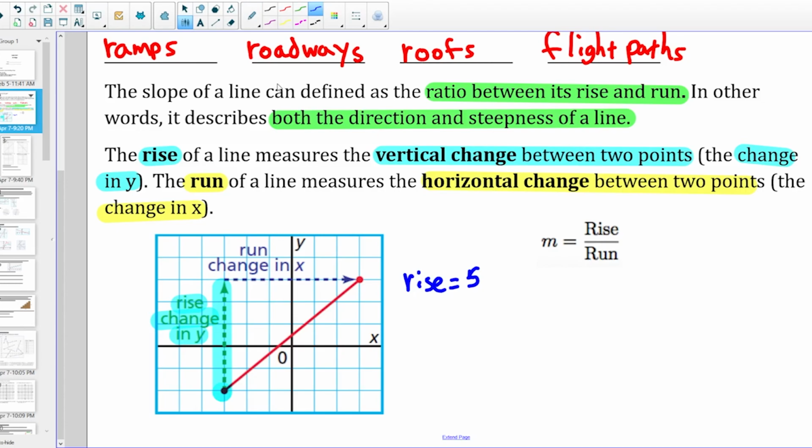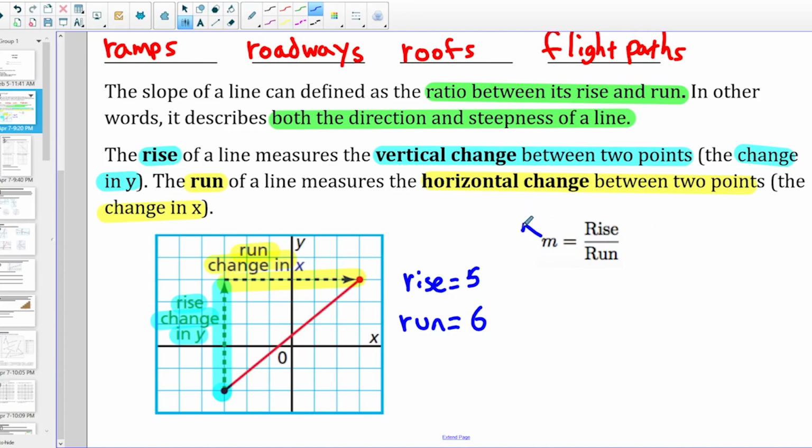On the other hand, if we think about the change in your run, or rather your change in x, we can see that we are looking at 1, 2, 3, 4, 5, 6 units towards the right. Now if we're moving towards the right, it means that we are moving in a positive direction, and we'll see later on that when we discuss slope, we typically talk about it going from left to right.